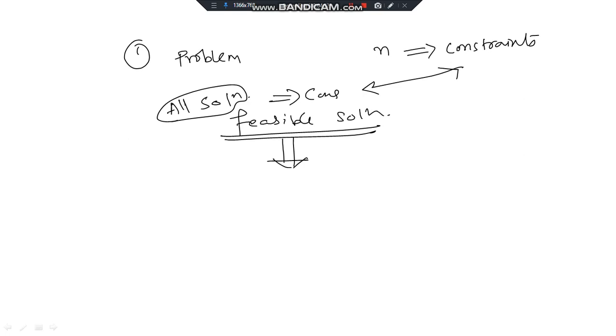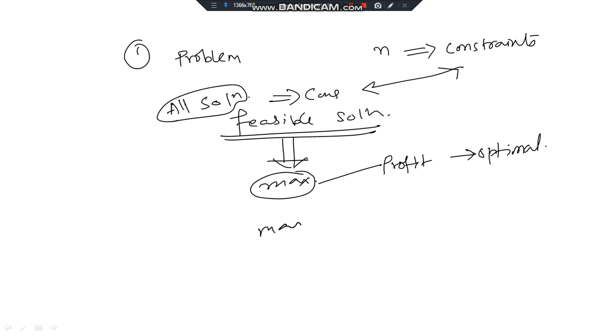One or many solutions are either maximizing the property. If your objective is to maximize, then the one solution which is maximizing your entity, let us say profit, is called an optimum solution. Or your intention may be minimizing some entity, let us say minimizing the loss, that is an optimal solution.